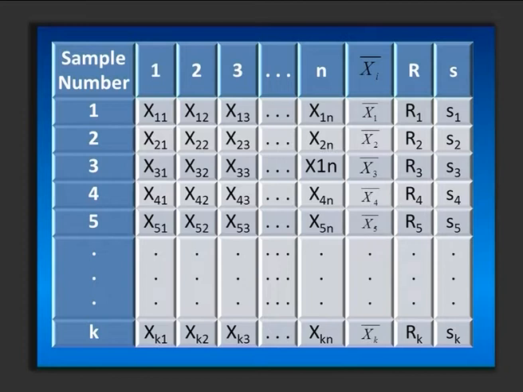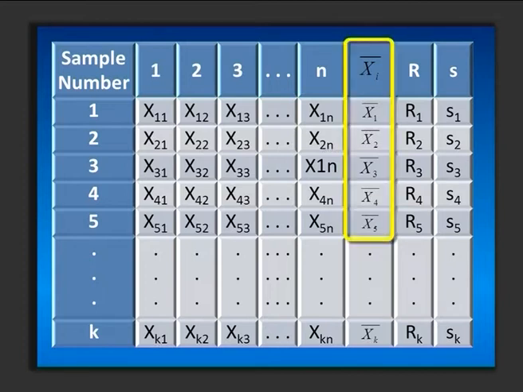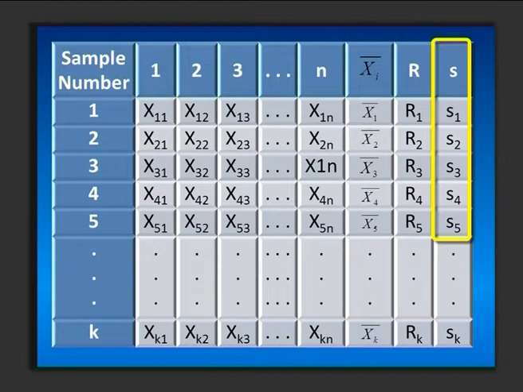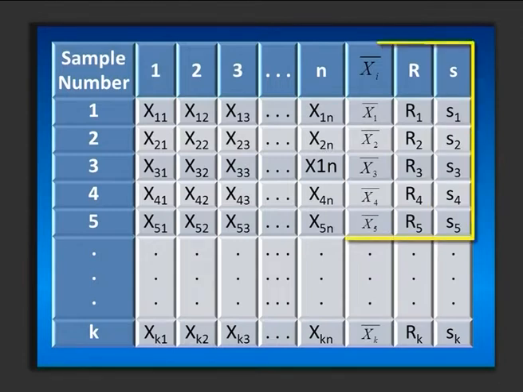For each subgroup, compute the mean. For example, for the first subgroup, the mean is x1 bar. The second subgroup, the mean is x2 bar, etc. Compute the range. For the first subgroup, the range is R1. For the second subgroup, the range is R2, etc. Compute standard deviation. The first subgroup, standard deviation S1. For the second subgroup, the standard deviation S2, etc. For all the k subgroups, compute mean, range and standard deviation.